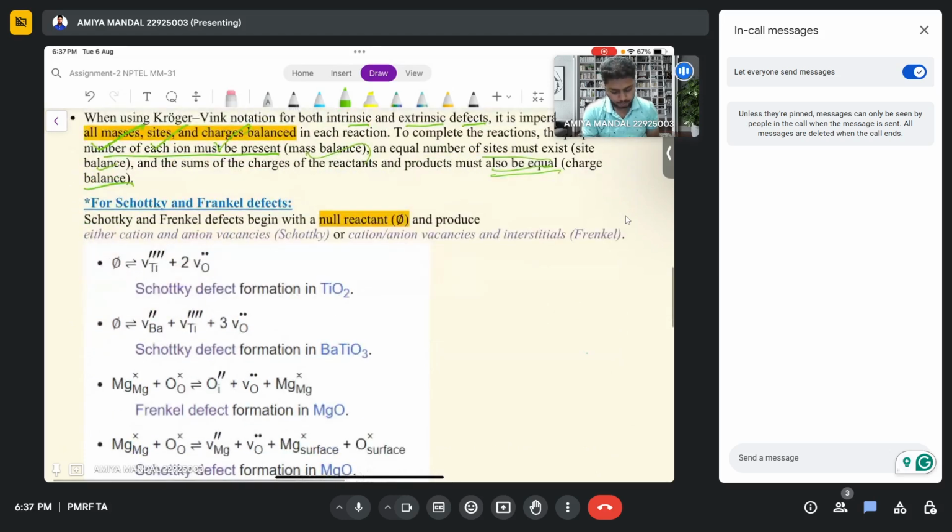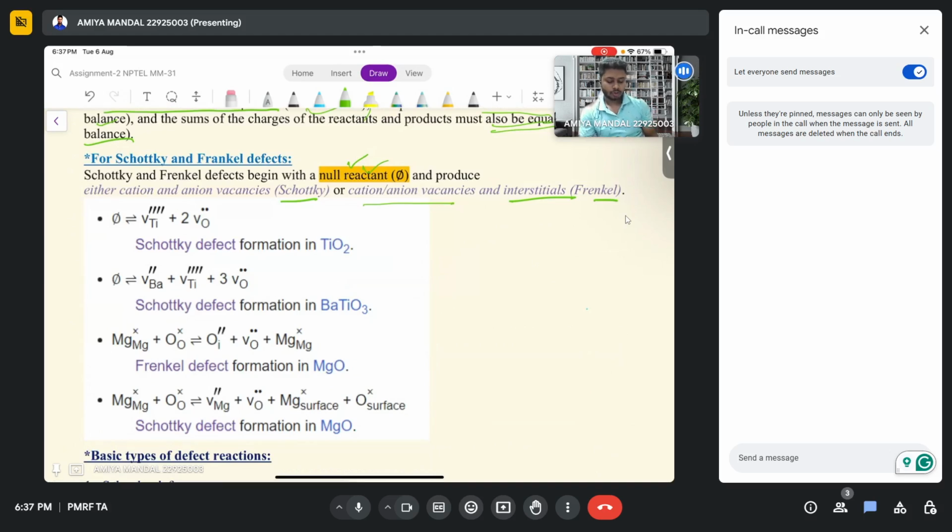Okay, now for the Schottky and Frenkel disorders. To begin, we can start with a null reactant and produce either cation and anion vacancies, that is Schottky, or a cation or anion vacancy and an interstitial, that is Frenkel.